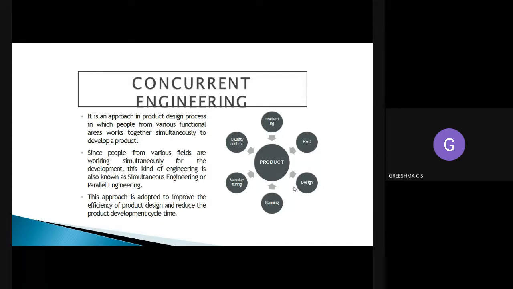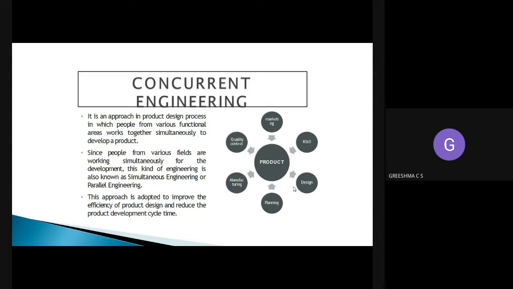Next one is concurrent engineering. So what do you mean by concurrent engineering? Concurrent engineering is an approach in the product design process in which people from various functional areas work together simultaneously to develop a product. Okay, so it is engineering where people from different areas work together to develop a product.